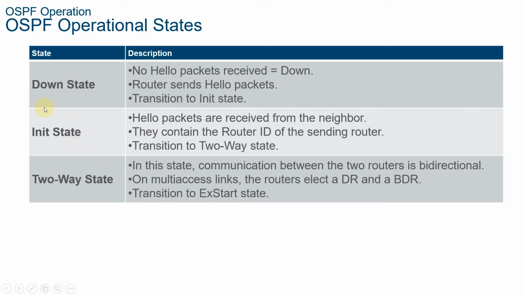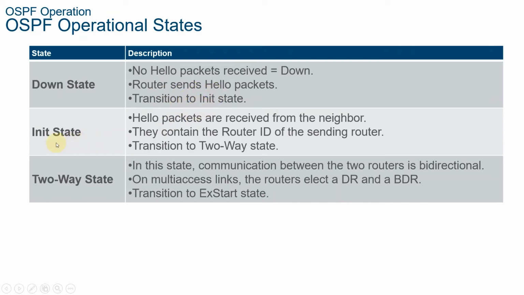Initially, the router is in the down state. In the down state, no hello packets are received. The router sends hello packets and then transitions to the initialization state. When you just connect two routers and have not yet configured OSPF, it is in the down state. After the exchange of hello packets, it will transition to the initialization state. Take note that in the down state, the router sends hello packets.